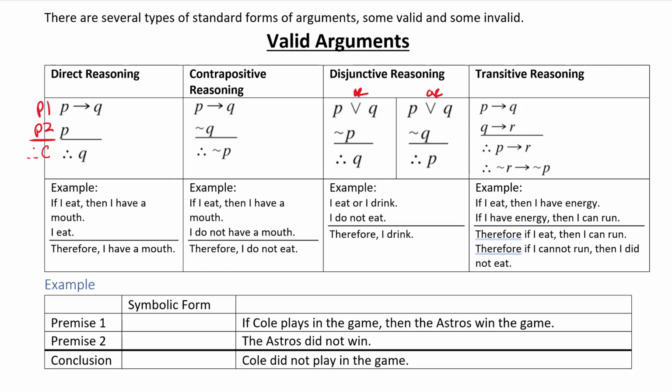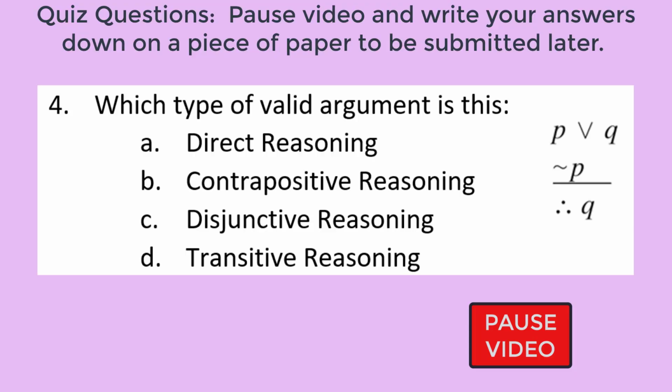The contrapositive of that would be if not R, then not P, and both of those statements would be true, and that's called transitive. So if I eat, then I have energy. If I have energy, then I can run. If those two statements are assumed to be true, then if I say, if I eat, then I can run, would be a valid conclusion. The other valid conclusion there would be, therefore if I cannot run, then I did not eat. And that would be the transitive reasoning. All of these are valid, standard types of reasoning that you can use.